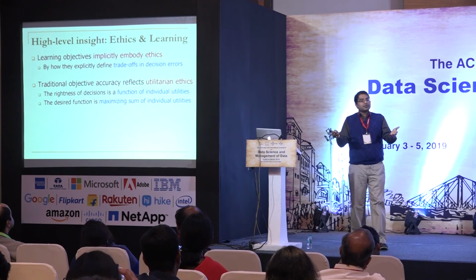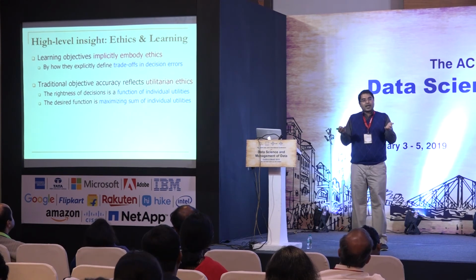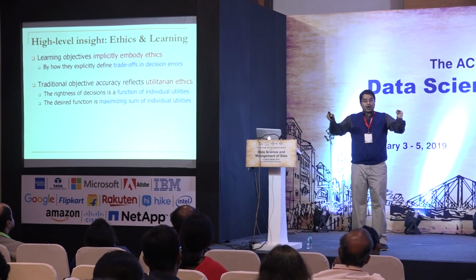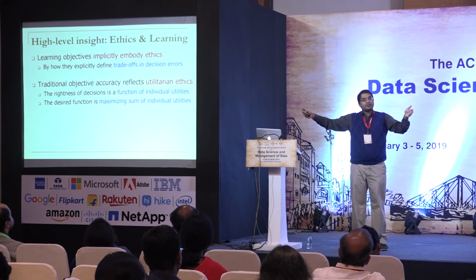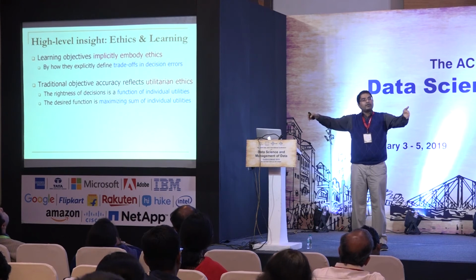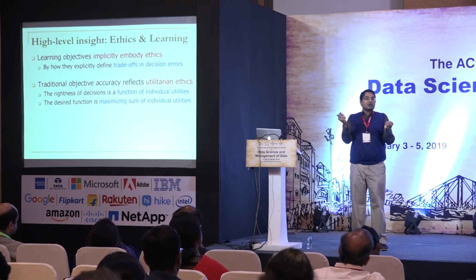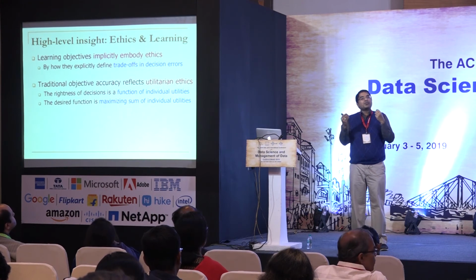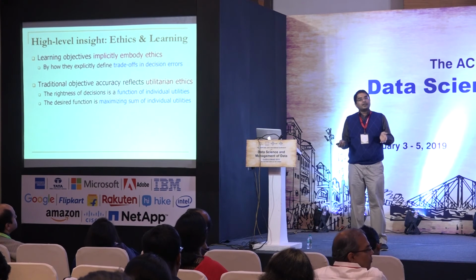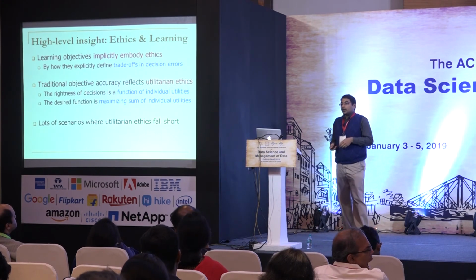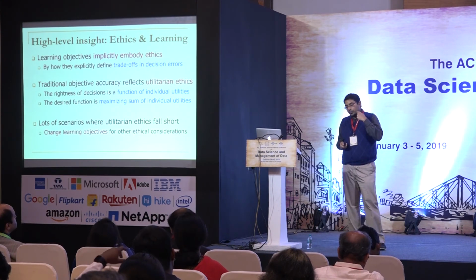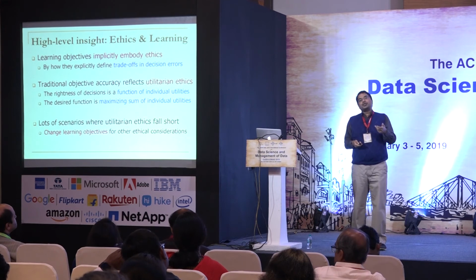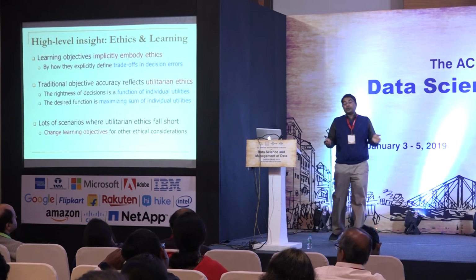Whereas when you make decisions for a group of people, you might well decide that the right thing is not just the function that maximizes the sum of utilities of the decisions you made for all the people. Why not look at something like inequalities in the utilities that you give to all the people? Or why not look at the worst off person? That means, why not minimize the maximum error that you cause for any person in the training data? There are lots of scenarios where utilitarian ethics fall short, and in those situations, you might want to change your learning objective to account for these ethical considerations.